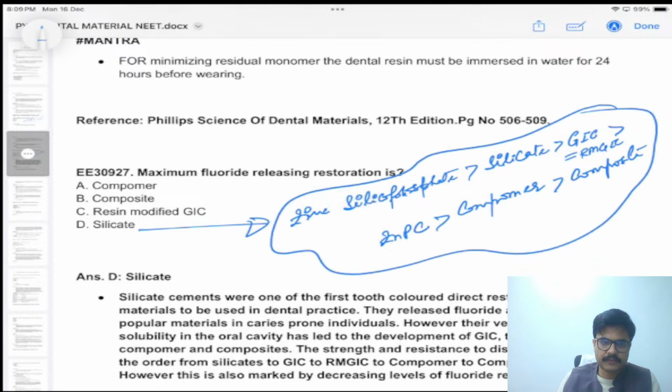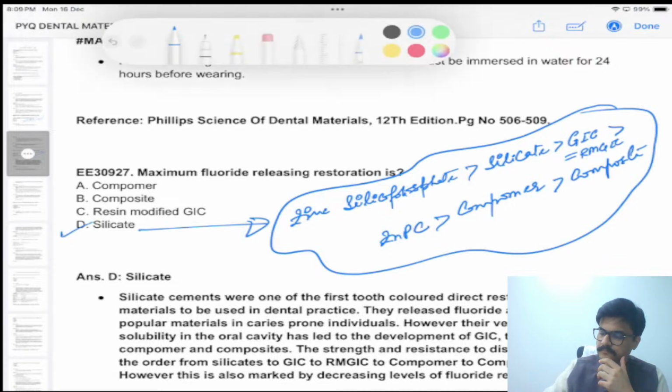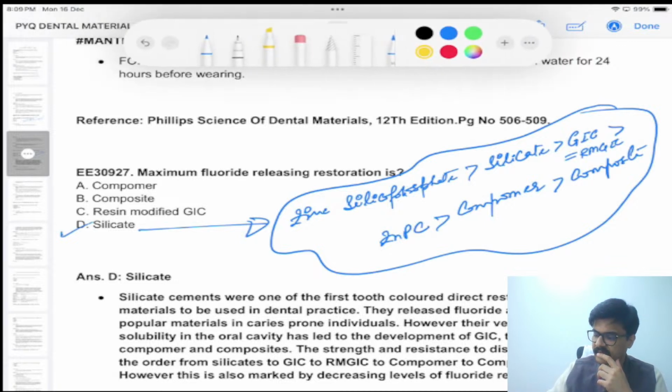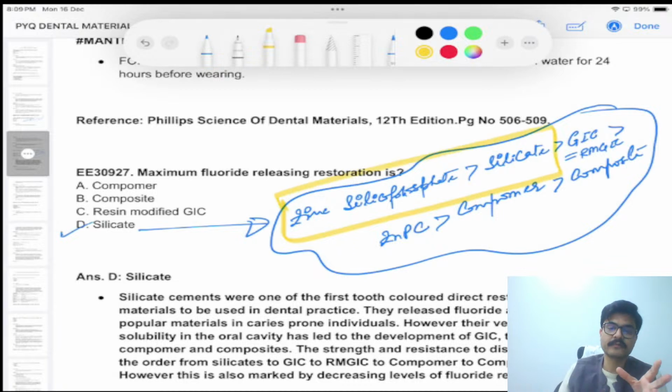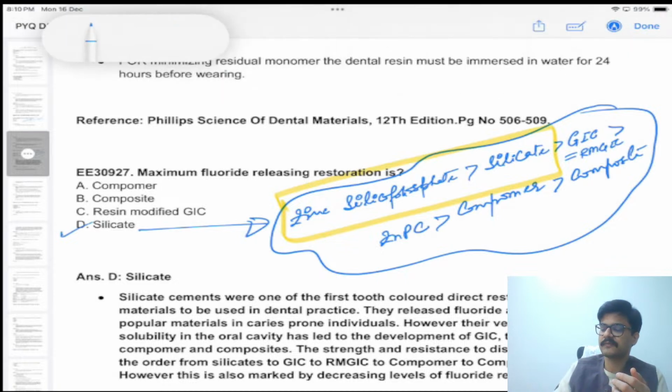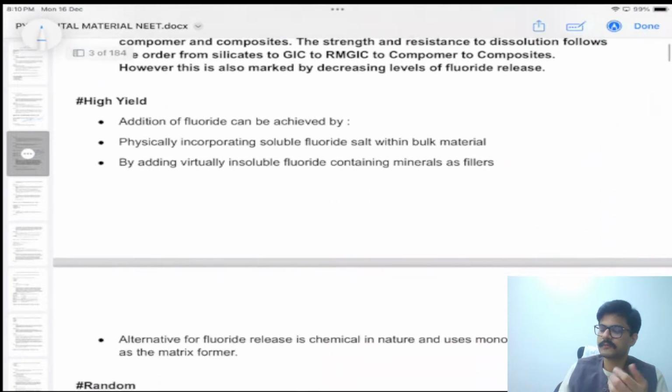So here, obviously, the answer is silicate. There's no doubt about that. But in case the examiner tries to confuse you with more options and more interlinked options, like for example, if he gives you both zinc silicophosphate as well as silicate in the options, then there's a lot of confusion, right? What should we mark? Silicophosphate or silicate? Then it's zinc silicophosphate, simply because I've taken this data from the old Phillips.